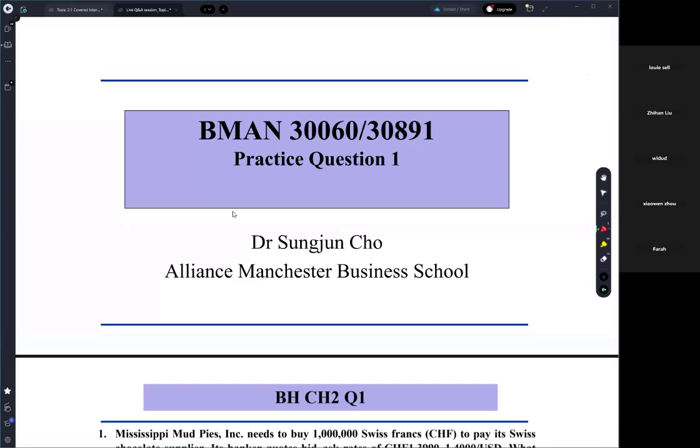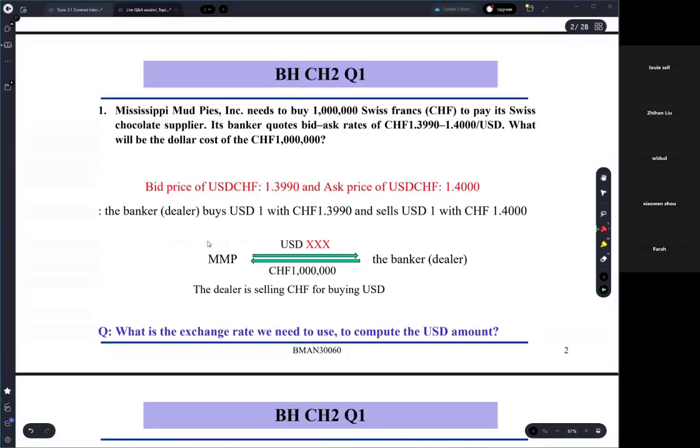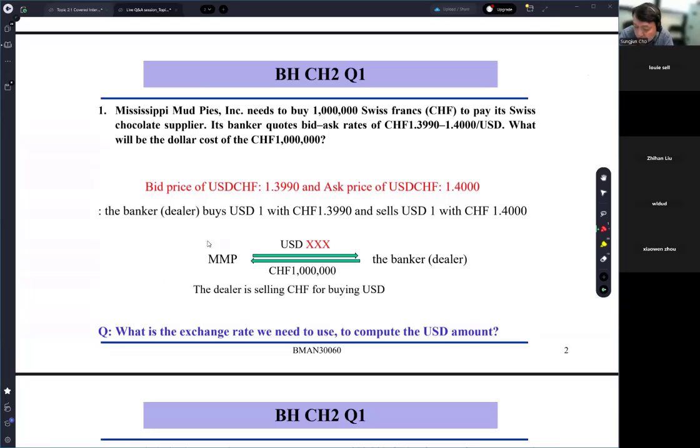So in today's session, I'm going to explain how to solve several questions in practice question 1. If you have any question during the session, you can just ask me, speak to me directly, or you can use the chatting window to ask me any questions. So let's talk about the first question. Baker-Hardwick, chapter 2, question 1.